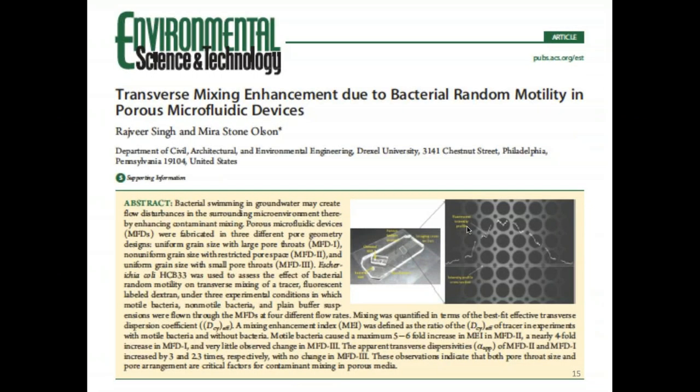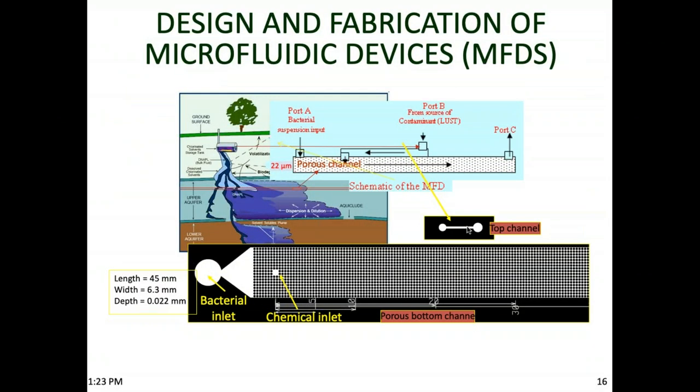So this was the first example. The next example I wanted to give is relevant to contaminant mixing in groundwater aquifers. This is a paper we published long back in 2011 from my PhD. I just wanted to emphasize that there are two different ways of making these microfluidic channels. The one I talked about before is silicon based, and the one I'm talking about now is PDMS based. There are different advantages and disadvantages, and we can talk about that if somebody's interested.